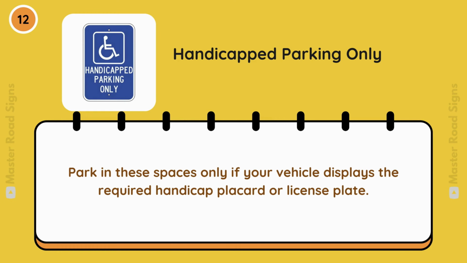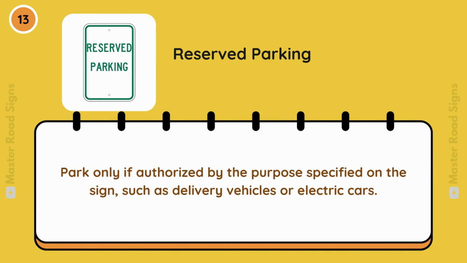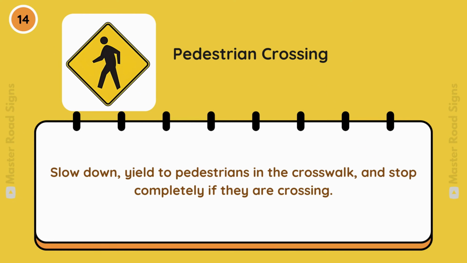Handicapped parking only sign. Drivers may park in these spaces only if their vehicle displays the required handicap placard or license plate. Reserved parking sign. Drivers may park only if authorized by the purpose specified on the sign, such as delivery vehicles or electric cars. Pedestrian crossing sign. Drivers should slow down, yield to pedestrians in the crosswalk, and stop completely if they are crossing.